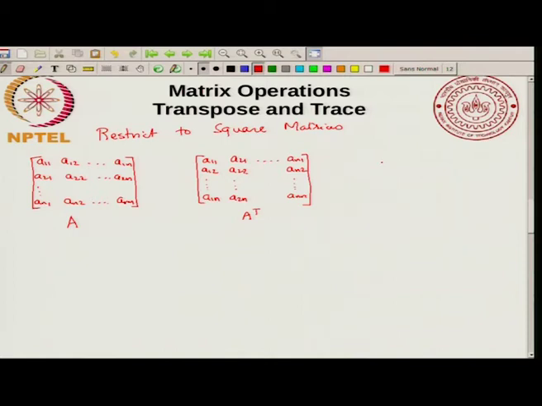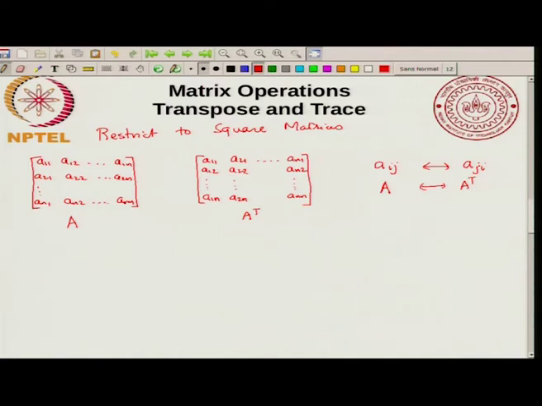So I can write, if Aij is an element of A, then the corresponding element of A transpose is Aji. So Aij and Aji are swapped in A and A transpose. So when you go from A to A transpose, you are swapping the off diagonal elements. Diagonal elements are not affected because Aii remains the same.